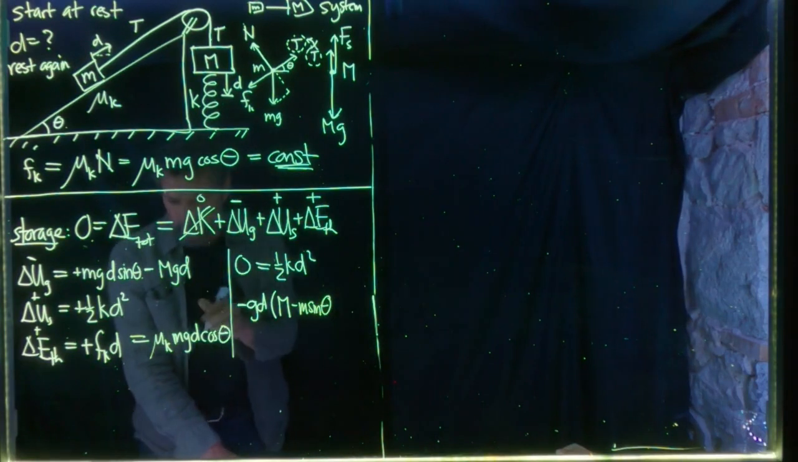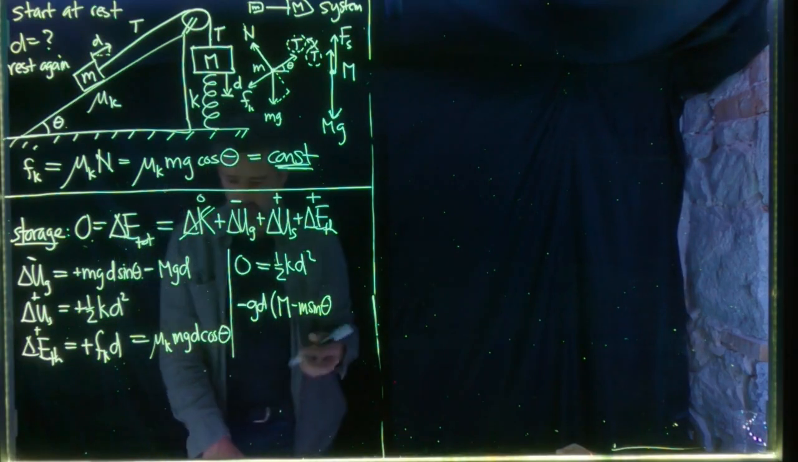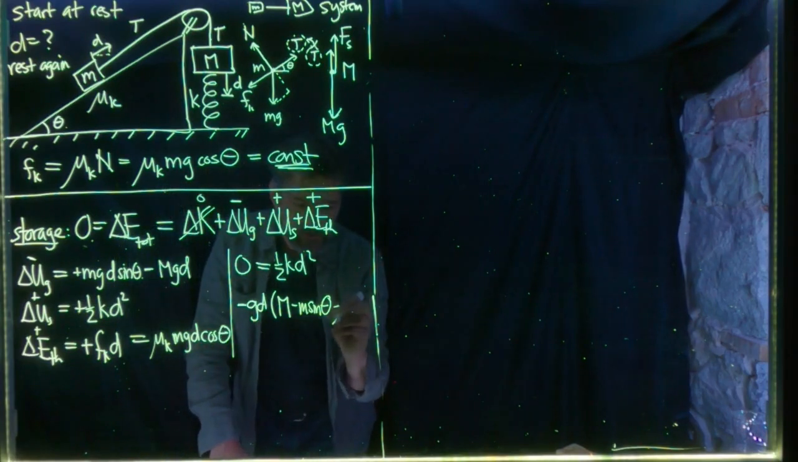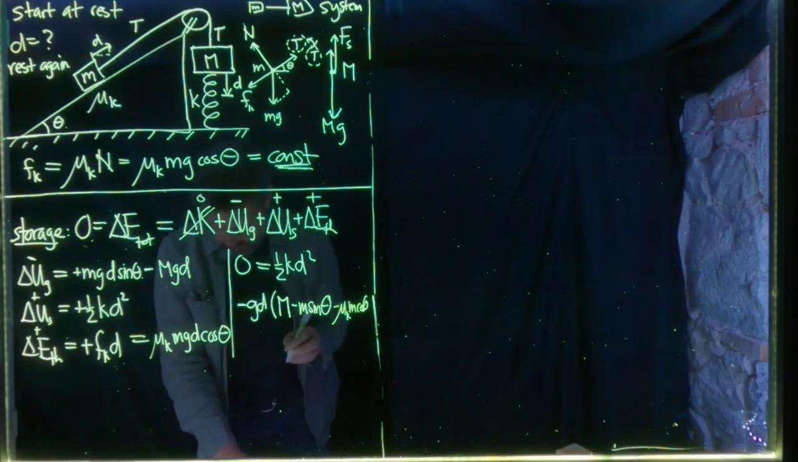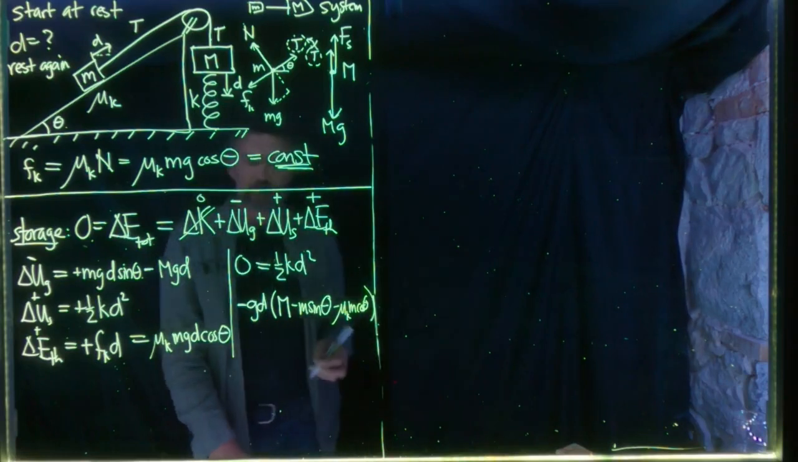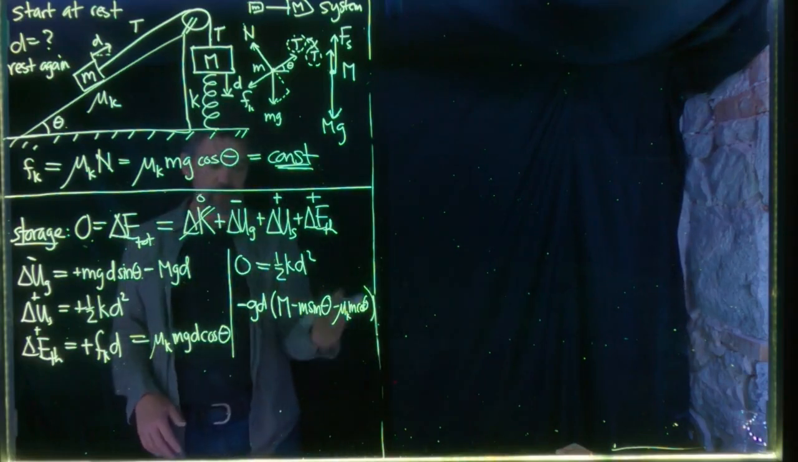And then in the last one here, this is a negative little g times d times negative mu k m cos theta. So negative mu k m cos theta. Okay? Yes, that's right. Okay, so very good. So 0 is equal to the sum of these two things.